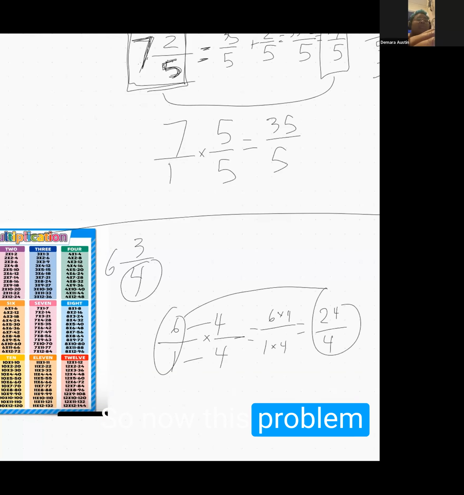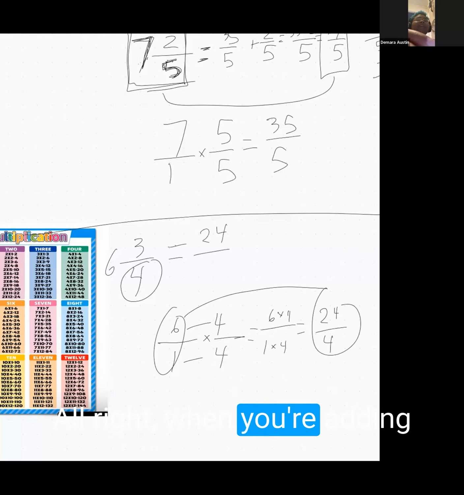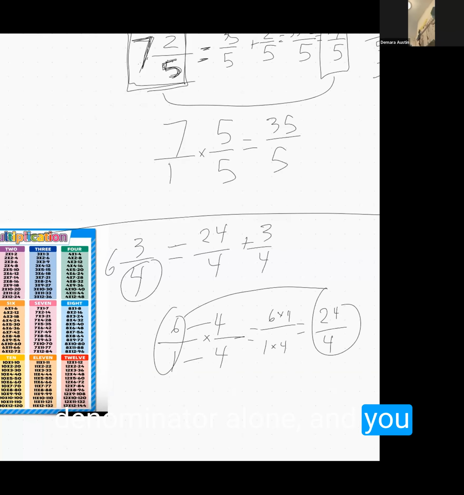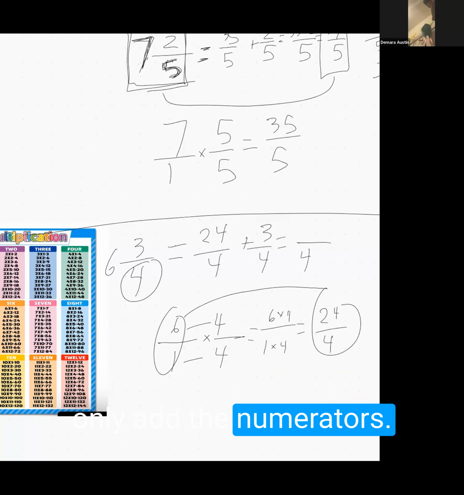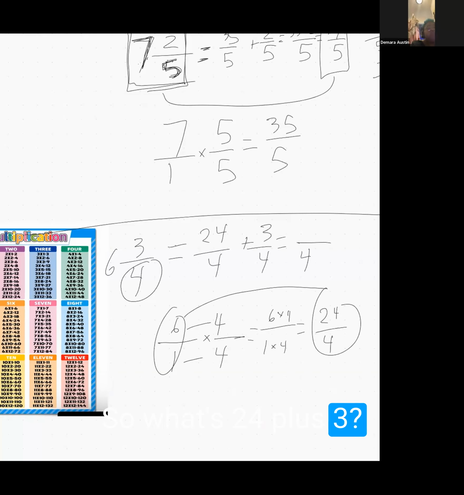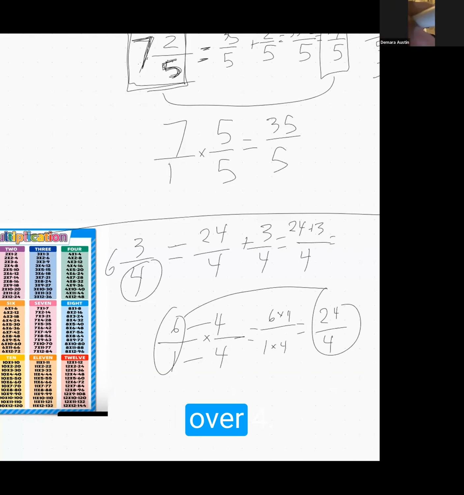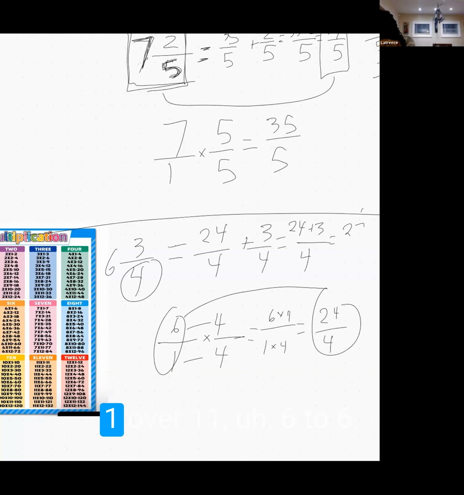So now this problem becomes 24 over 4 plus 3 over 4. All right, when you're adding fractions, you leave the denominator alone and you only add the numerators. So what's 24 plus 3? 27. You got it. 27 over 4.